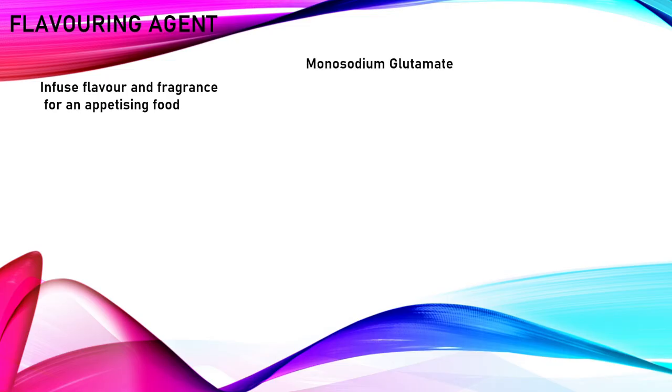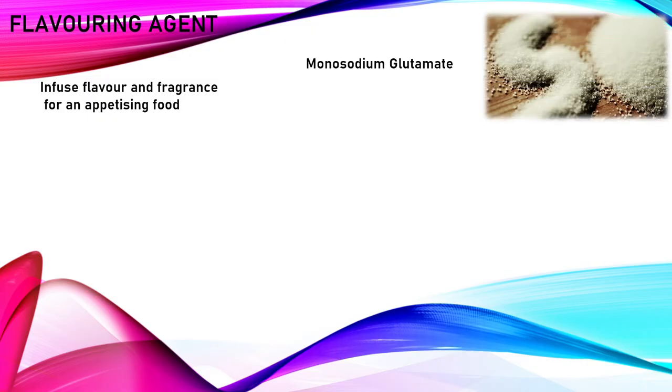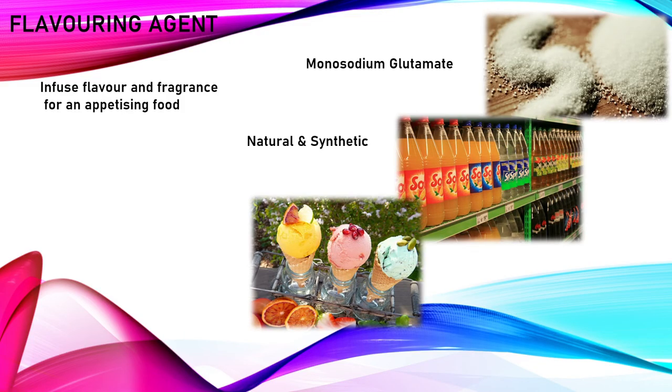Flavoring agents are added to infuse certain types of flavor and fragrance into processed foods. However, some flavoring agents such as MSG are added as seasoning to enhance food taste. Chinese processed foods such as soups and sauces may contain MSG. There are many types of natural and synthetic flavors that are added into beverages and ice creams.